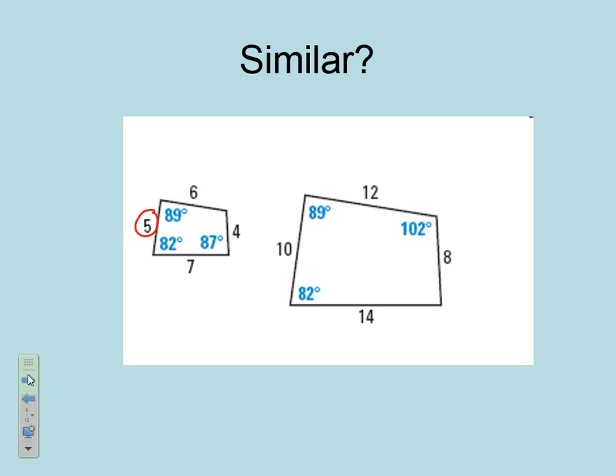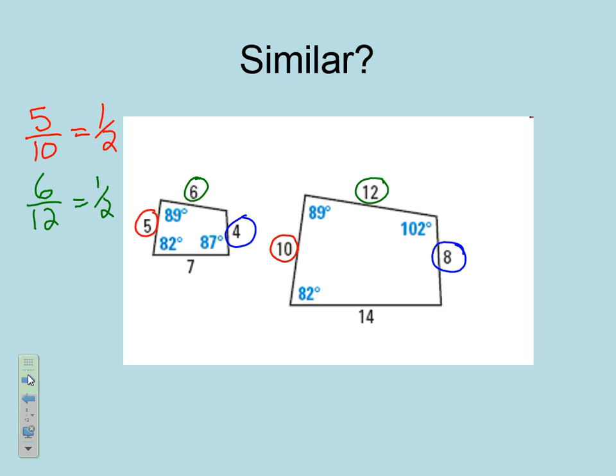I'll start with this one. 5 and 10, so 5 over 10, and I need to see all this work whenever I ask you to show something is similar. So this is going to be 1/2. Next one, we'll do 6 and 12. 6 over 12, which also equals 1/2, so we're on a good start. Now, 4 and 8, so 4 over 8, which equals 1/2. That's good for us too. Check our very last one, 7 and 14. 7 over 14 is 1/2. So since these are all the same, they are similar.